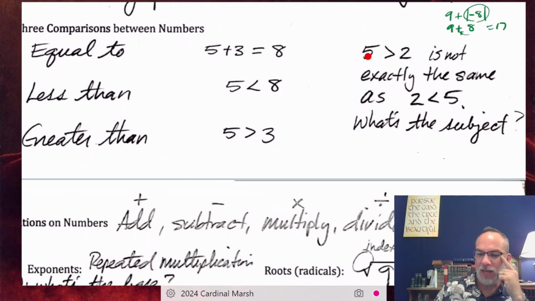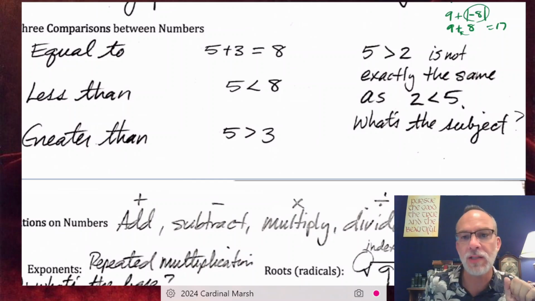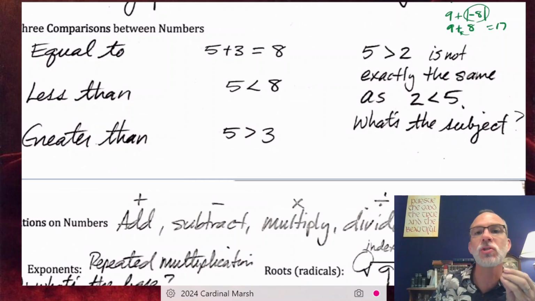If I said 5 is less than 2, think about the grammar of the sentence. Like, think of it in terms of words. What's the subject of the sentence? Remember this? Remember your nouns and verbs and predicates? The subject is the thing that you're talking about in the sentence, and the predicate is what you're saying about the thing.